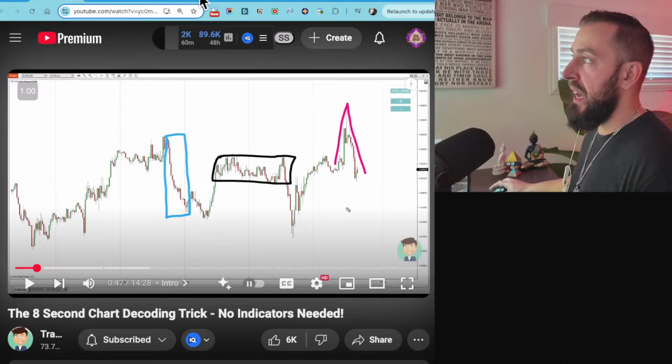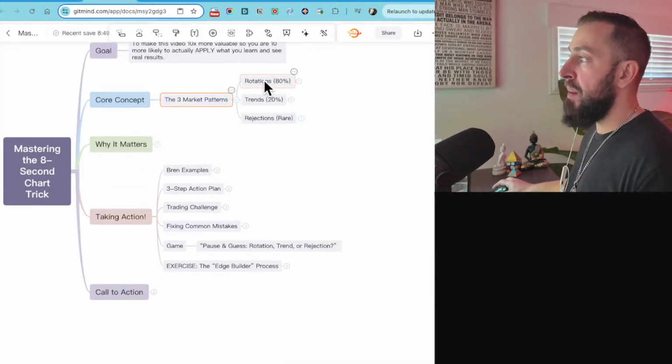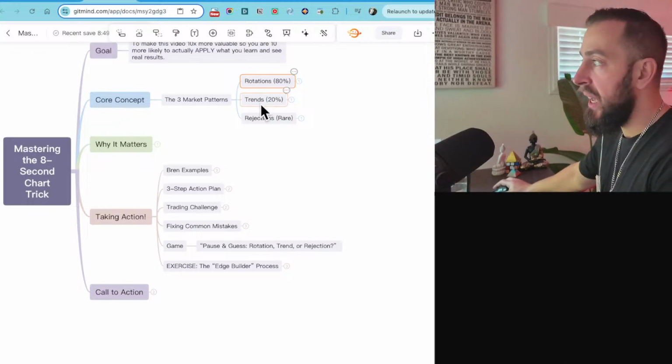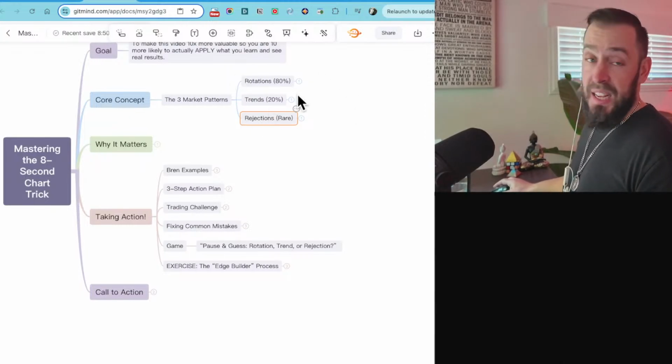Okay, so let's break it down. Three patterns. He's calling them what? Number one, a rotation. Okay. Number two, a trend. And number three, a rejection. Now, my promise to you is how to understand these in two patterns.